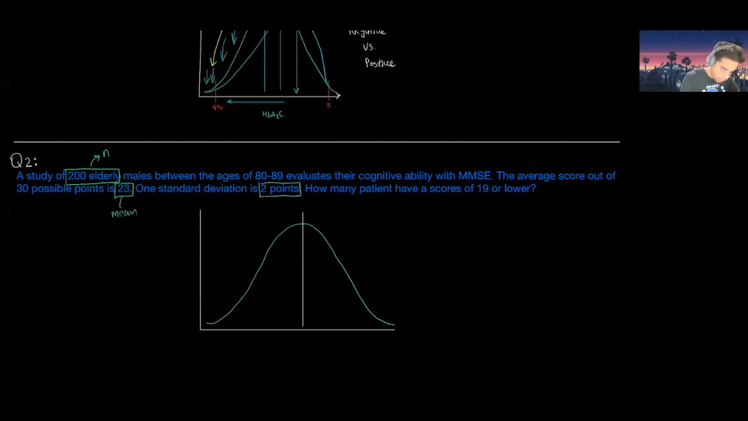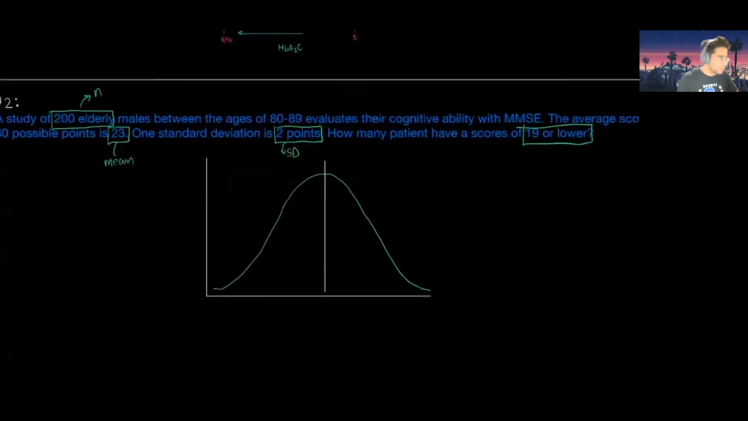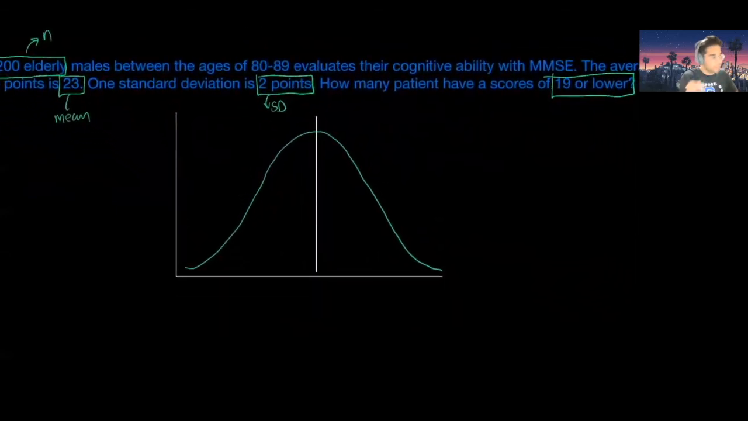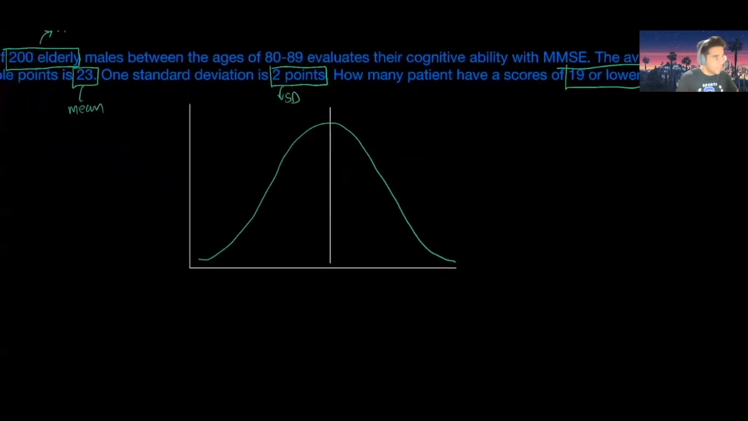So that's 2 points for SD, right? And how many patients have a score of 19 or lower? That's what we're looking for. So now that we know all this information, let's slice and dice this thing. I've already plotted this for time's sake. We know our mean is going to be at the very center, knowing that this is a normal distribution. Now we have to put our standard deviations on this plot.